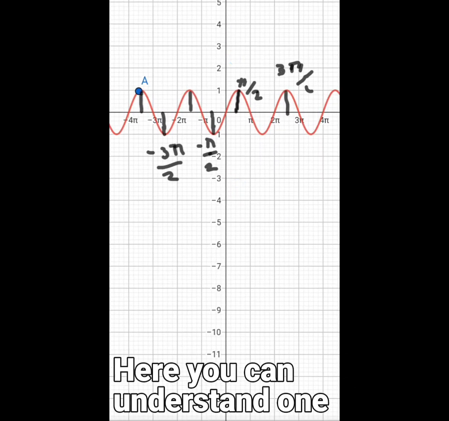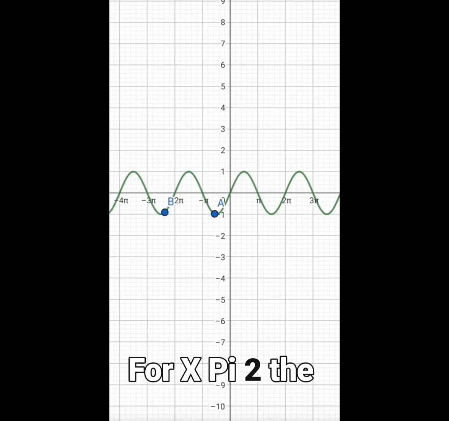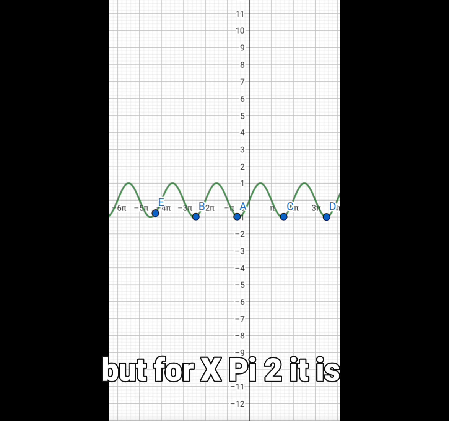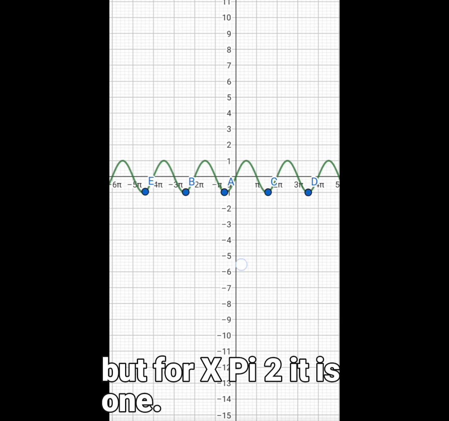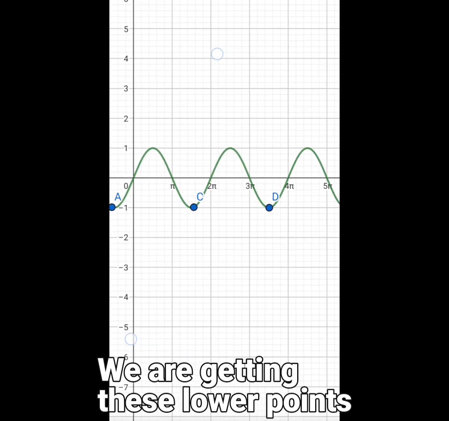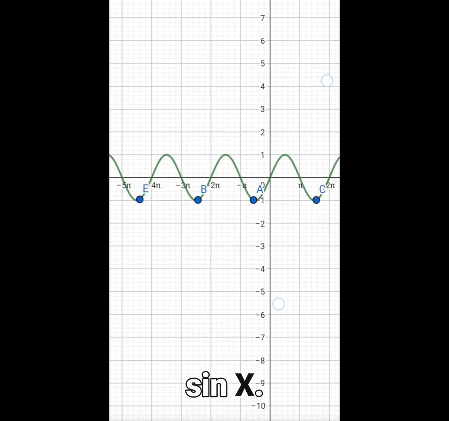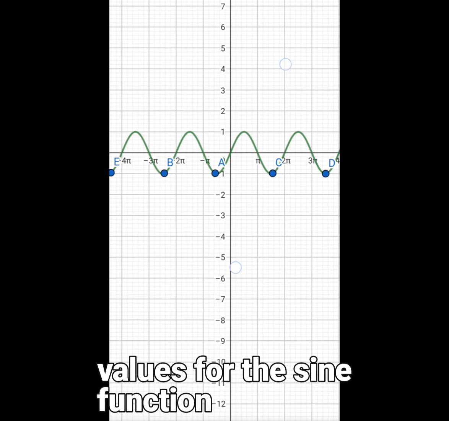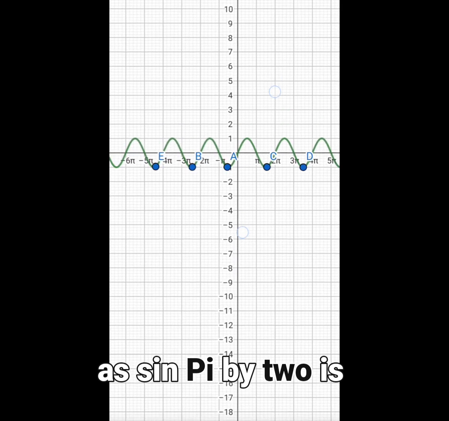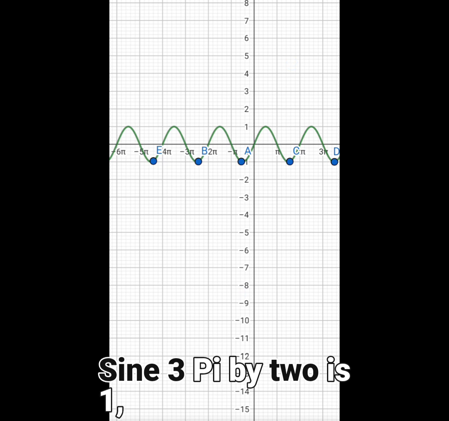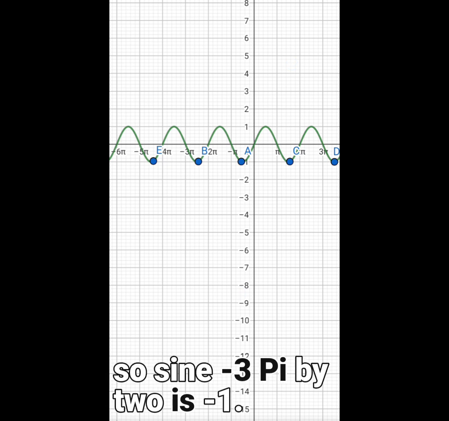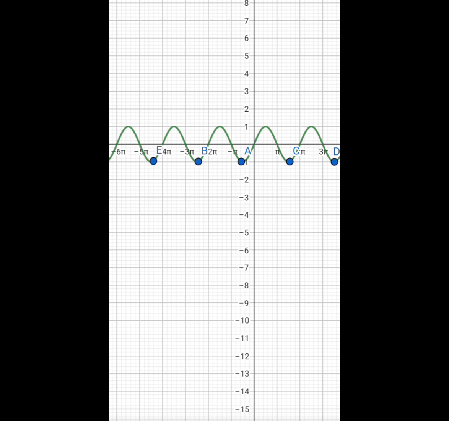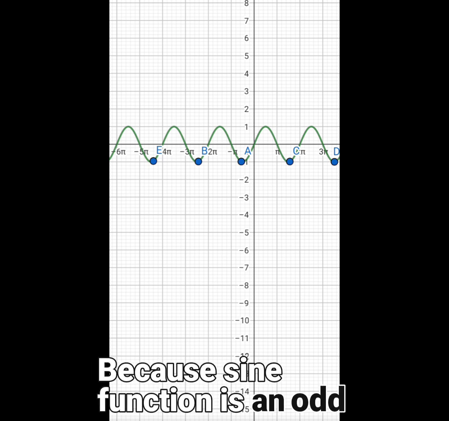Here you can understand one more concept. For x equal to pi by 2, the value of the sine function is 1. But for x equal to minus pi by 2, it is -1. We are getting these lower points because of negative values of sin x. We are getting exact negative values for the sine function: as sin pi by 2 is 1, sin minus pi by 2 is -1. Sin 3 pi by 2 is 1, so sin minus 3 pi by 2 is -1. Why is this happening? Because the sine function is an odd function.